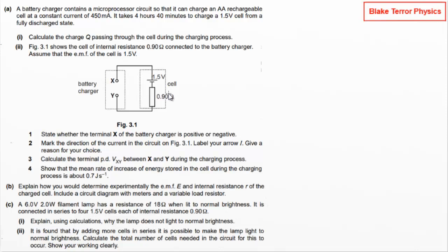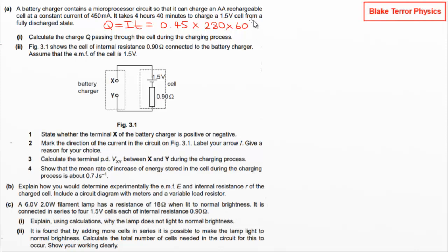Calculate the charge Q passing through the cell during the charging process. Right, so we're back onto another wrong sheet. Q equals IT. So we've got our current is 0.45 amps and our time is 4 hours and 40 minutes. Right, so that is going to be 280 minutes, so multiplied by 60 for seconds.